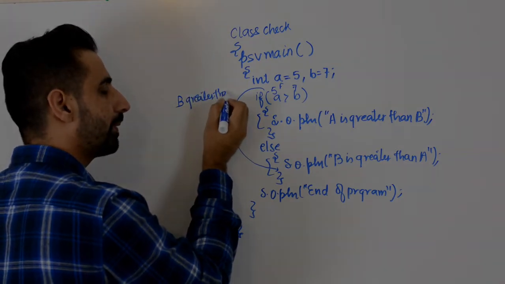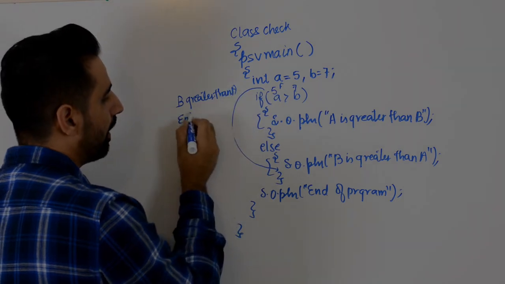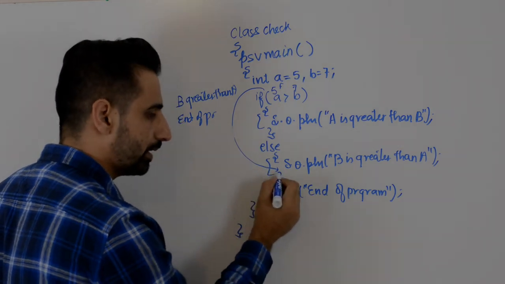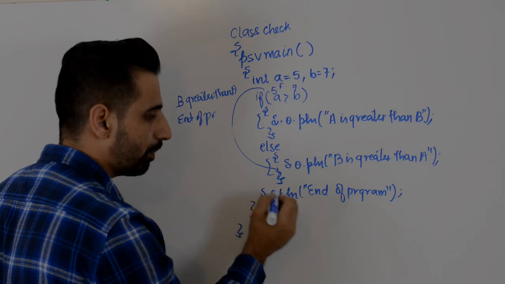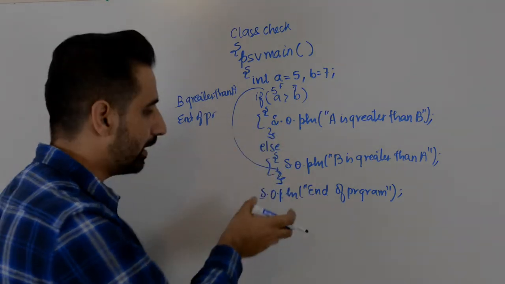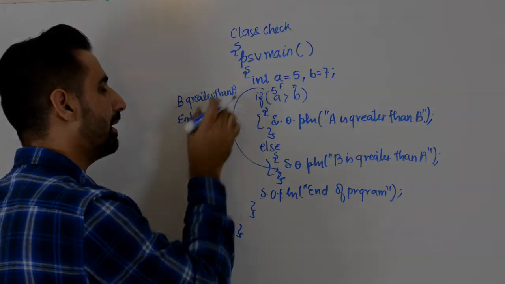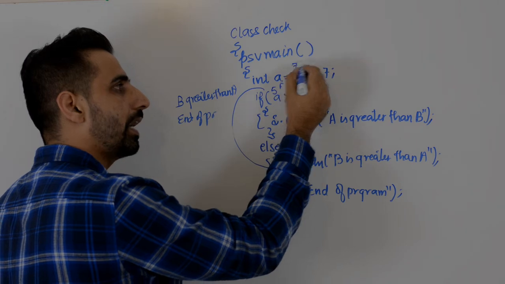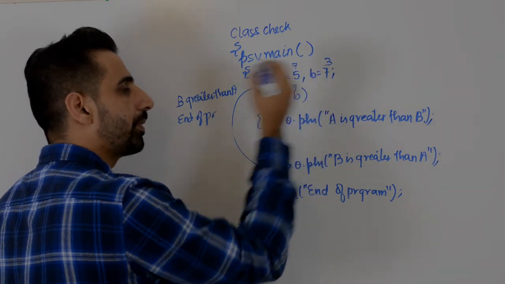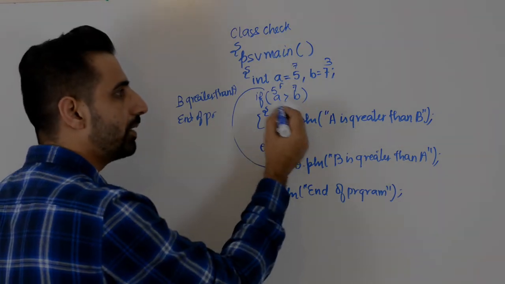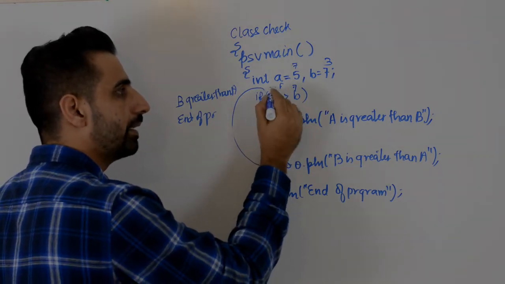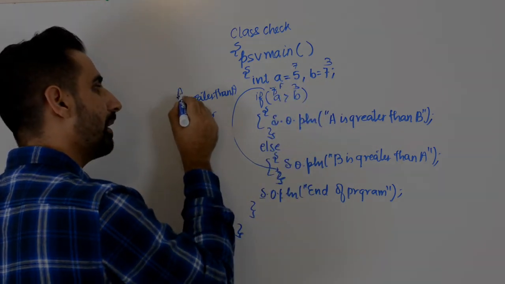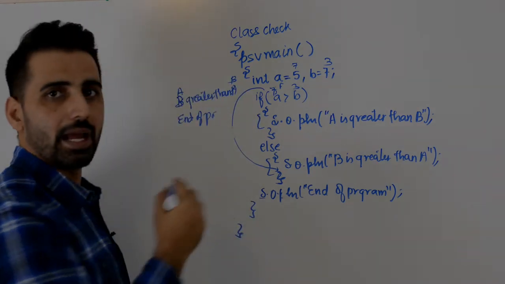greater than A, and then it will print end of program, because this end of program is not part of else, because we closed the bracket for else over here. So this is not part of if or else. This one is separate. So it will print B greater than A and end of program. But if I change the value of A to 7 and value of B to 3, then this condition will be true. Then it will print A greater than B and end of program.